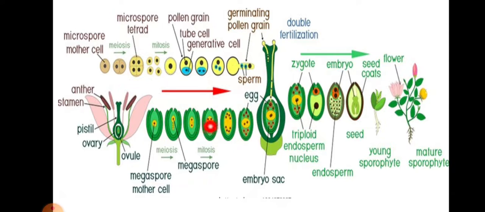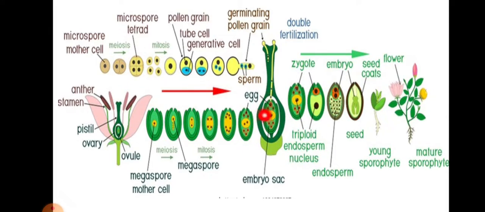Here this is the megaspore, which produces the female gametophyte. And from this anther, the male gametophyte is produced. Here the sperm cells are produced, and here the embryo sac is present. The germinated pollen grains enter into the pistil, then the ovary, and then they enter into the ovule through the micropylar region.